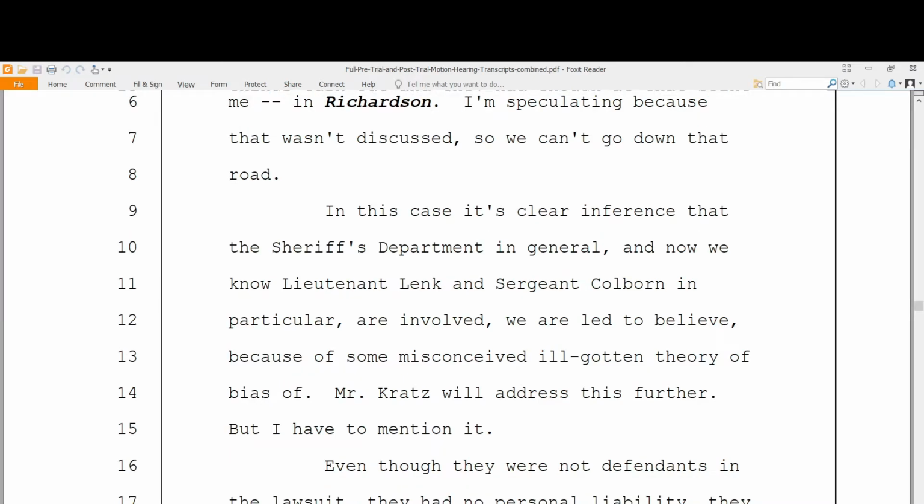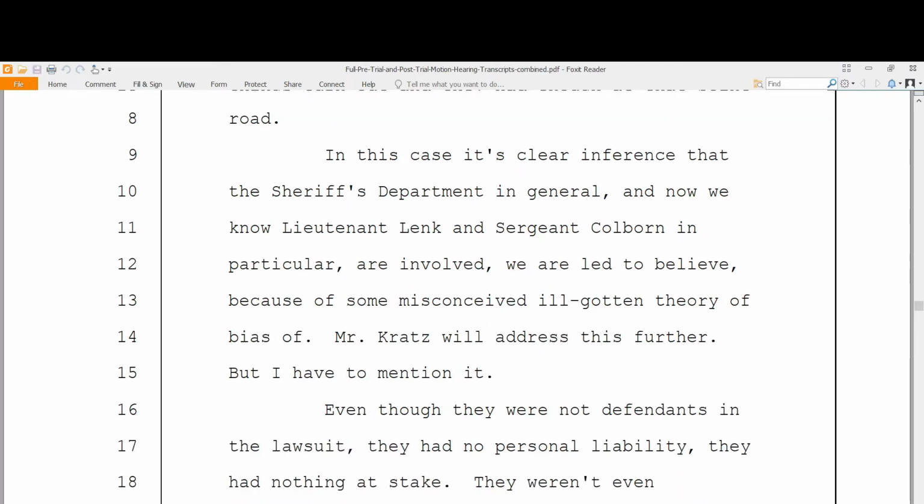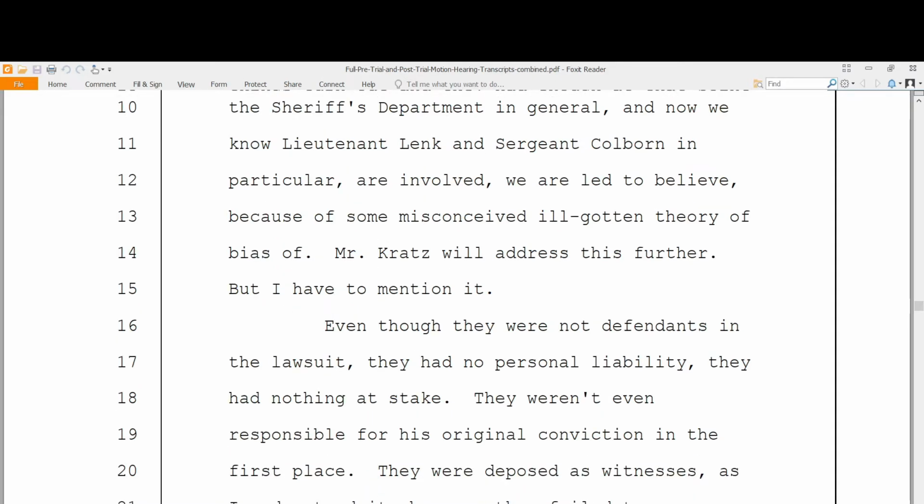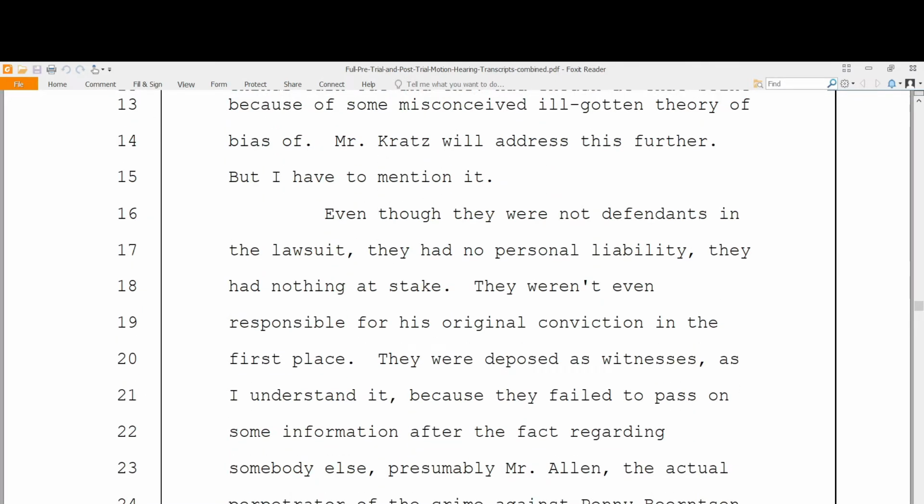In this case, it's clear the inference that the Sheriff's Department in general, and now we know Lieutenant Lenk and Sergeant Colborn in particular, are involved. We are led to believe because of some misconceived, ill-gotten theory of bias. Mr. Kratz will address this further, but I have to mention it. Even though they were not the defendants in the lawsuit, they had no personal liability. They had nothing at stake. They weren't even responsible for the original conviction in the first place.